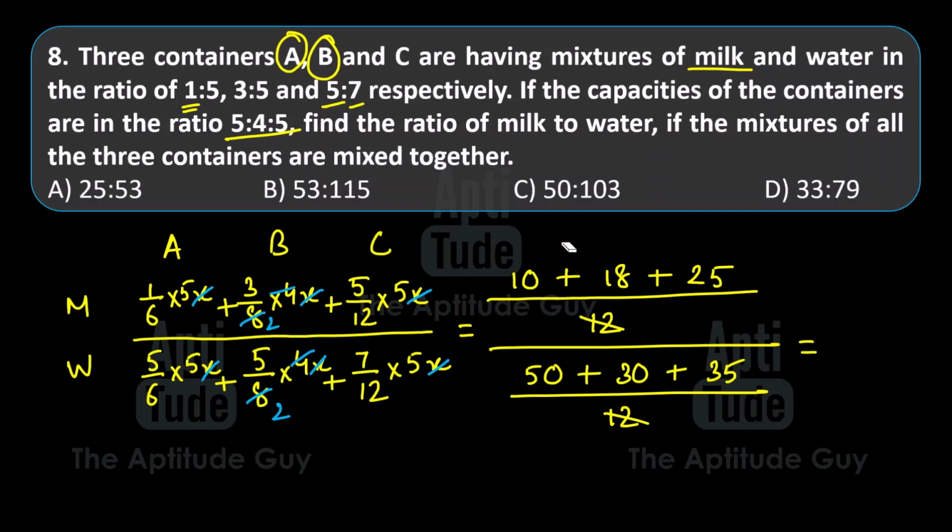What do we have here? 10 plus 18, 28. 28 plus 25 is 53, divided by 50 plus 30, 80. 80 plus 35 is 115. Answer is option B. Like I said, the solution is just one step. It's just that the step is a little calculation heavy. That's all. If at all you have any doubt in any step over here, make sure you re-watch the solution, and if you still have that doubt, definitely drop them in the comments.